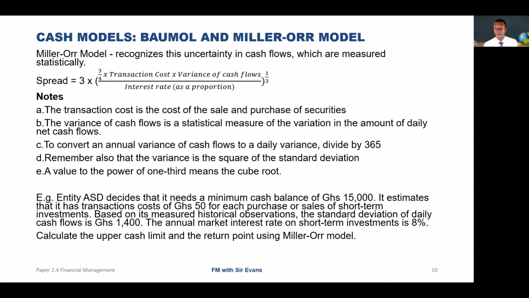35,848. However, we can also alternatively calculate the daily interest rate to be the 365th root of 1.08, the 8 being the short-term investment rate, to give 0.000211. So when we use that same formula, the spread will be 21,108. Our lower limit being 15,000 and our upper limit being the 15,000 plus the spread.